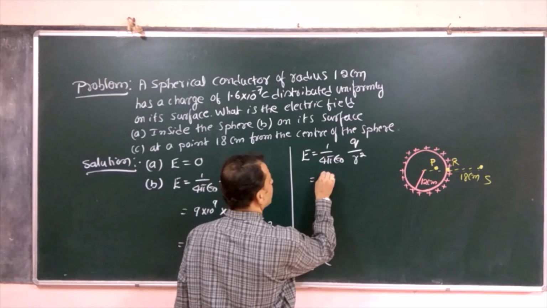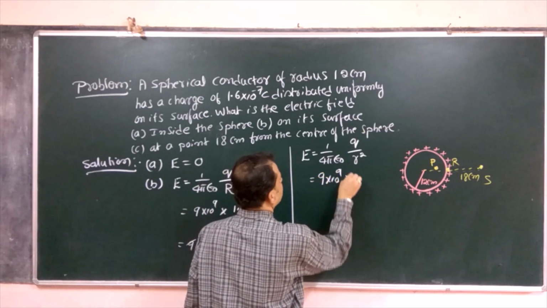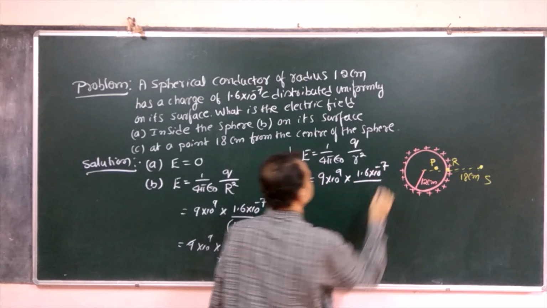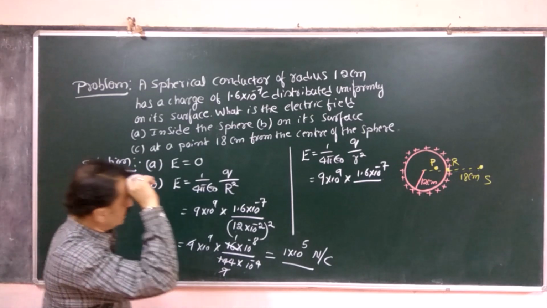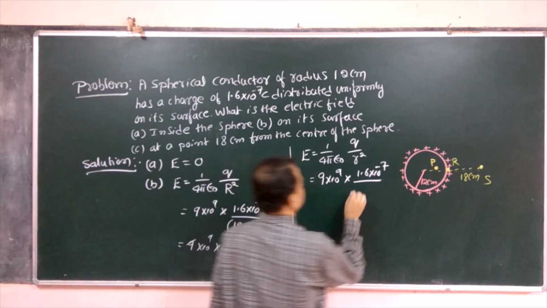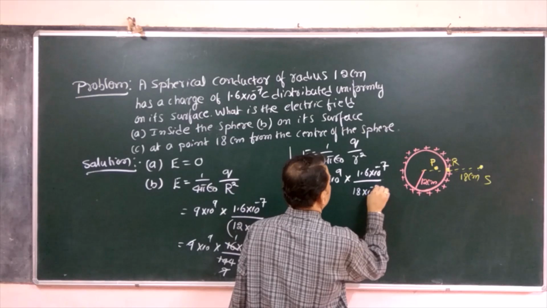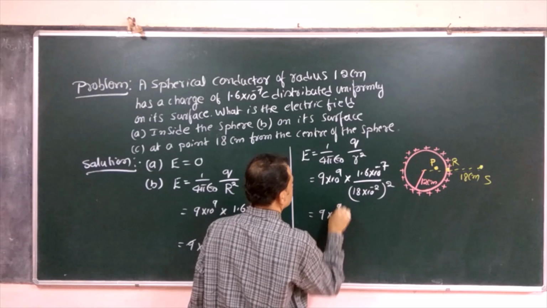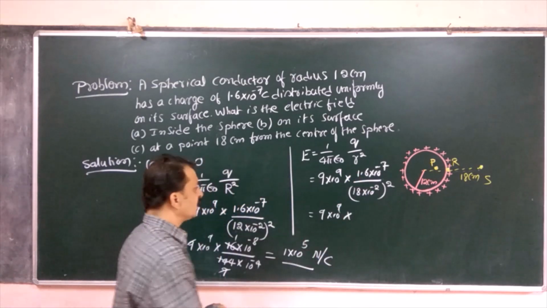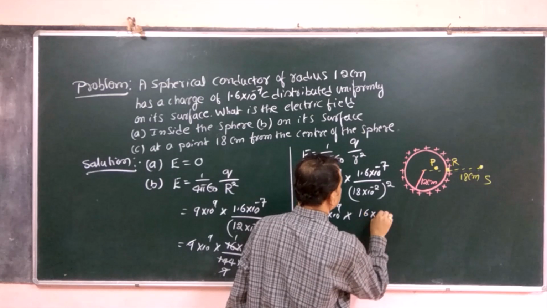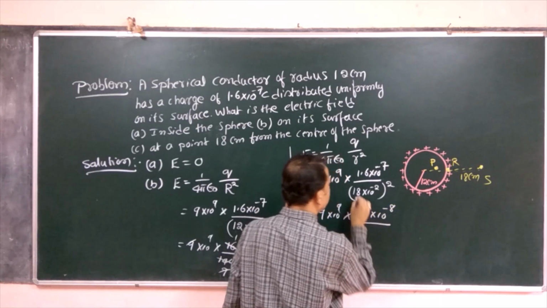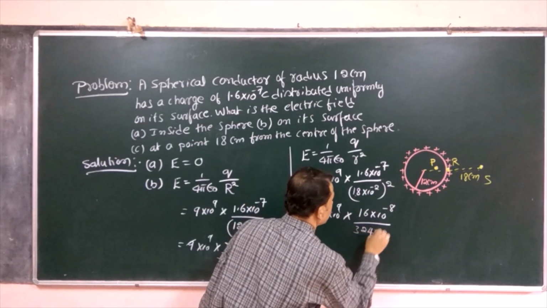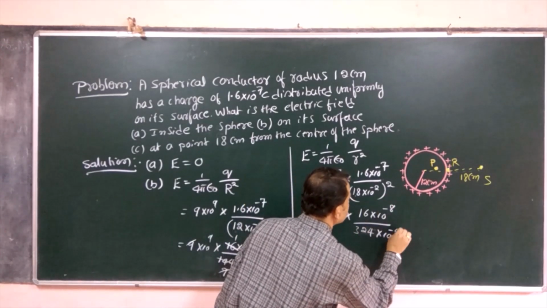Now substitute and simplify. 9 into 10 to the power of 9. Charge is given. It is 1.6 into 10 to the power of -7 divided by r square. That is 18 into 10 to the power of -2 whole square. Now that is equal to 9 into 10 to the power of 9, ಇಲ್ಲೂ ಅವಾಗಲೇ ಹಾಗೆ ನಾವು ಅದನ್ನ 16 into 10 to the power of -8 divided by 18 square. It is 324 into 10 to the power of -4 ಆಗ್ತದೆ.